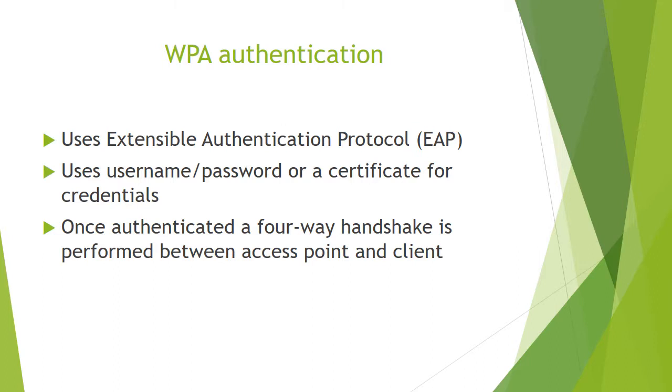WPA used extensible authentication protocol. Extensible authentication protocol used either a username and password combination or a certificate for credentials for authentication. Once authenticated with a server, a four-way handshake is performed between the access point and the client to establish a secure connection.